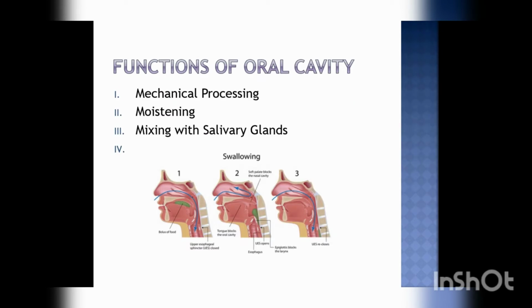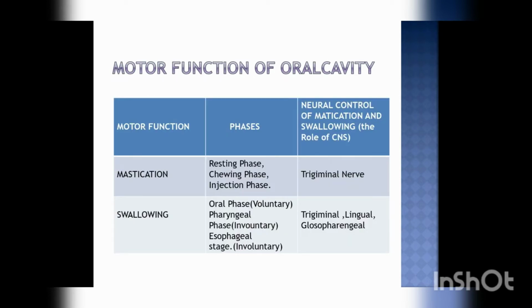Functions of oral cavity. First one, mechanical processing. Second one, moistening. Third one, mixing with salivary glands. Fourth one, swallowing. Motor function of oral cavity. There are two motor functions. First one is mastication. Mastication has three phases: resting phase, chewing phase and ingestion phase. These phases are controlled by trigeminal nerve.